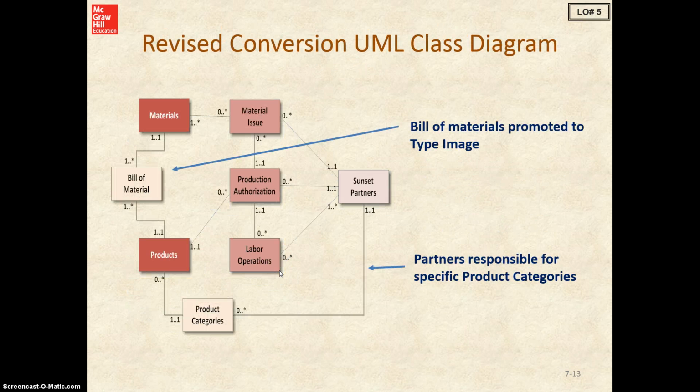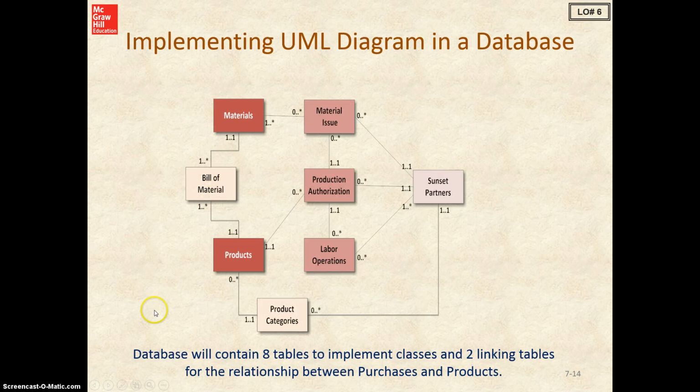Revised conversion UML class. Bill of materials is promoted to a type image here, and partners are responsible for specific product categories here. The reason we have a type image is it tells us we might have a different type of bill of materials depending on what we are producing. Our database will contain 8 tables to implement classes and 2 linking tables for the relationship between purchases and products. We will see that in our Access example in a few slides.